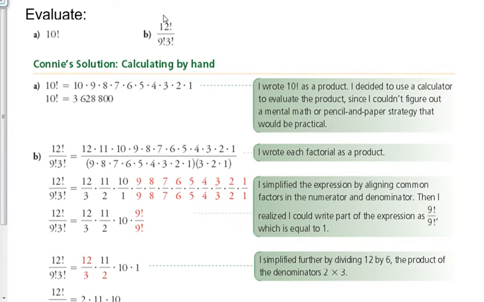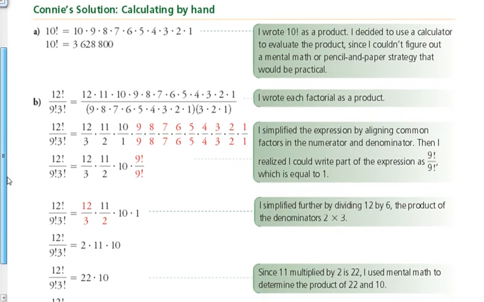B, now we're dealing with more than one operation. So we have 12 factorial divided by 9 factorial times 3 factorial. Here they've written it out longhand. If you write it out longhand, you can simplify the expression by aligning the common factors in the numerator and denominator.